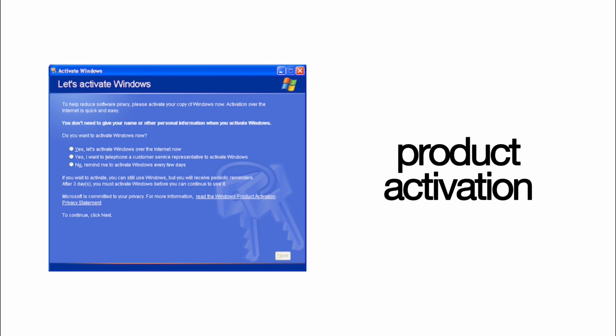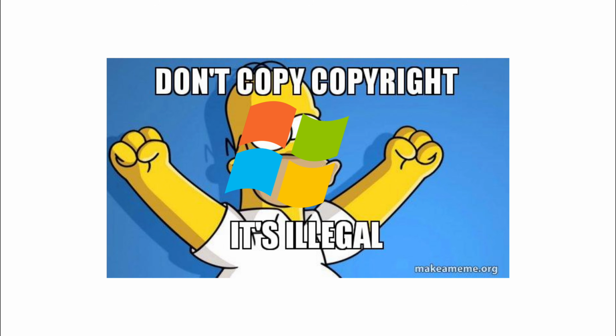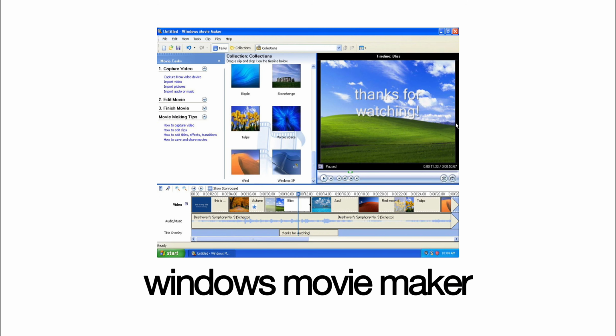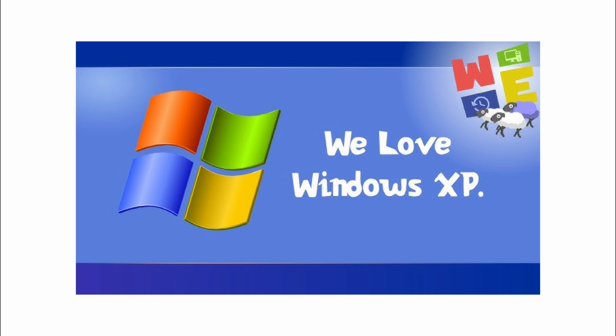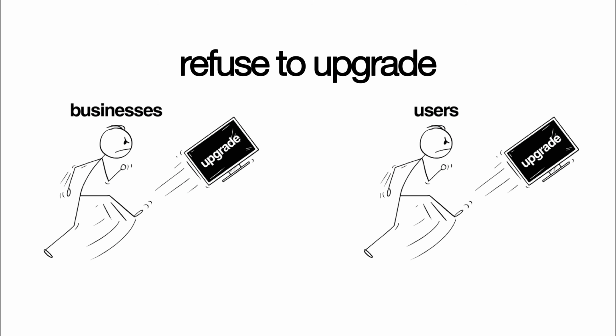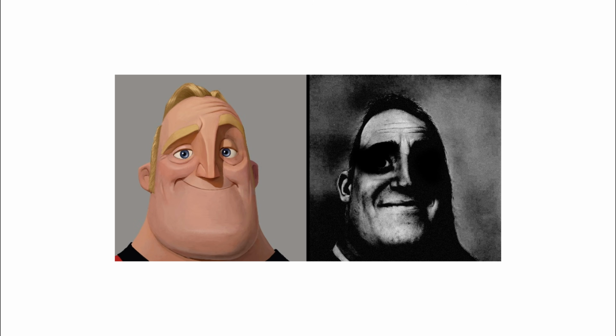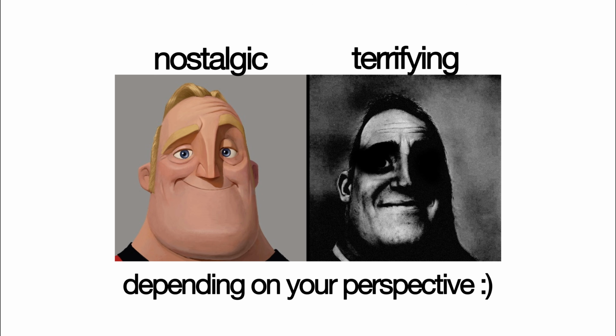This version also introduced product activation, which was Microsoft's way of making sure you weren't sharing your copy with all your friends. It had System Restore that actually worked most of the time, and Windows Movie Maker that was slightly less terrible. XP was so beloved that when Microsoft tried to kill it in 2014, some businesses and users refused to upgrade. Even today, you can still find XP running on random ATMs and hospital equipment, which is either nostalgic or terrifying depending on your perspective.